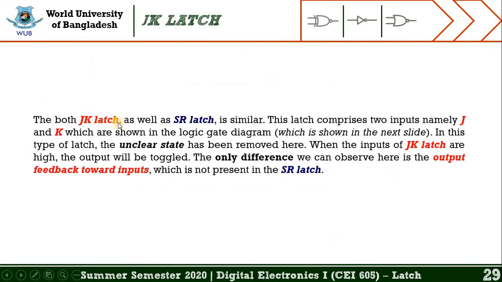Both JK latch and SR latch are similar. This latch comprises two inputs, namely J and K, which are shown in the logic diagram in the next slide. In this type of latch, the unclear state has been removed. When both inputs of JK latch are high, the output will be toggled. Remember these things. The only difference we can observe here is the output feedback toward inputs, which is not present in the SR latch.